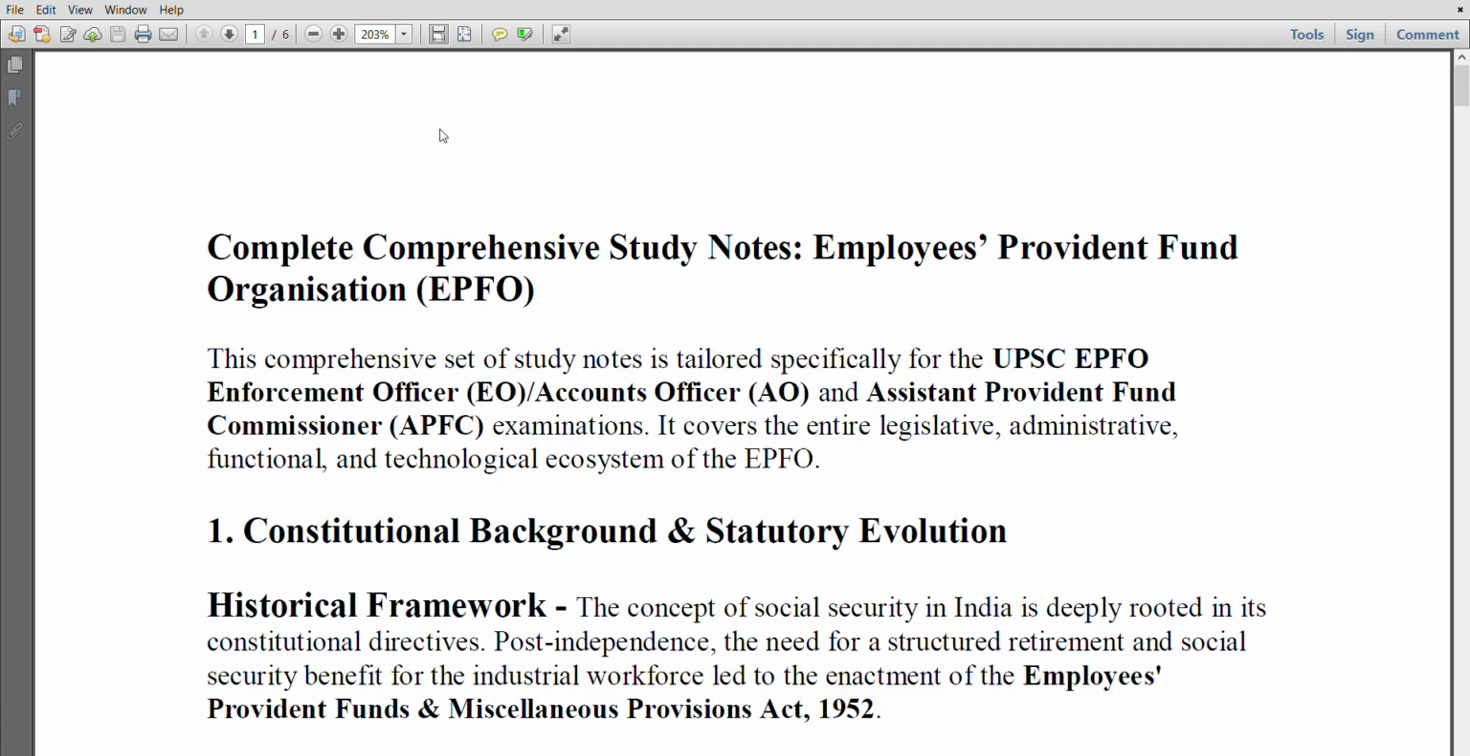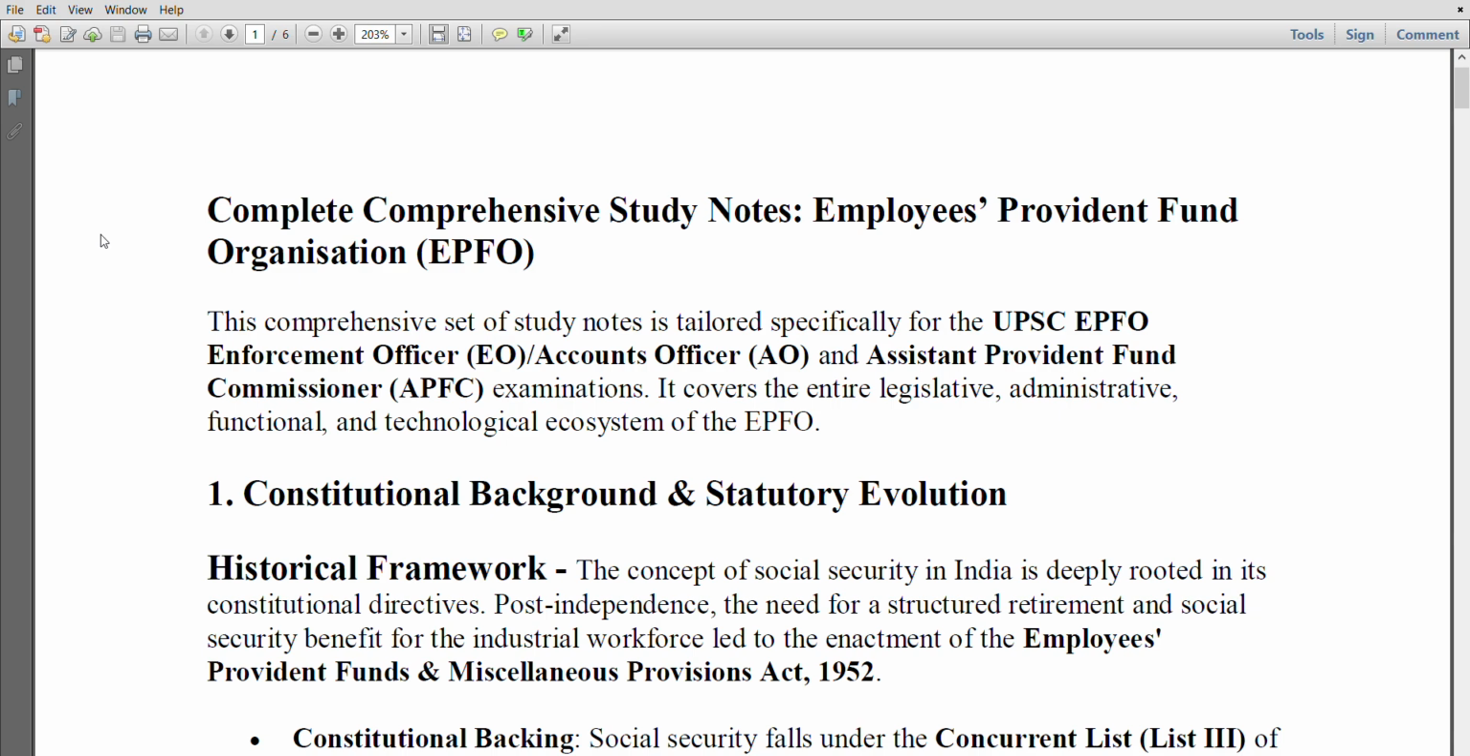This is Complete Comprehensive Study Notes on the Employees Provident Fund Organization, EPFO. This comprehensive set of study notes is tailored specifically for UPSC EPFO Enforcement Officer (EO), Accounts Officer, and Assistant Provident Fund Commissioner (APFC) examinations. It covers the entire legislative, administrative, functional, and technological ecosystem of the EPFO.